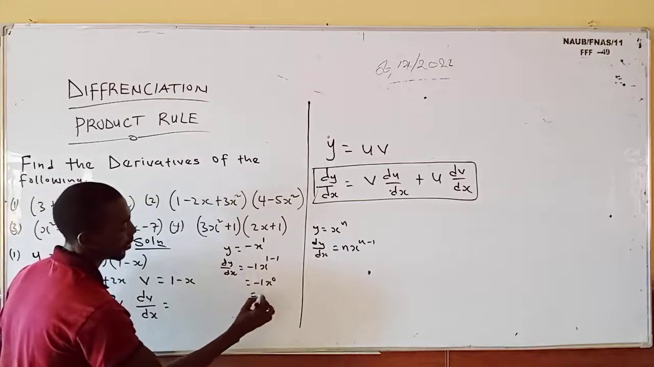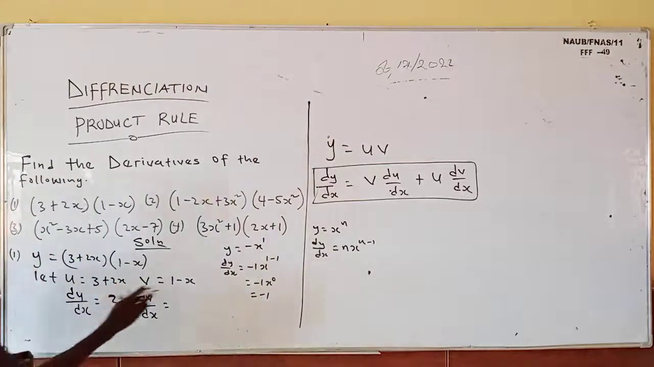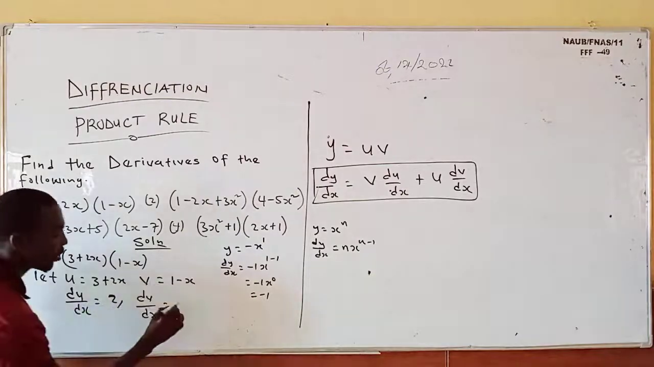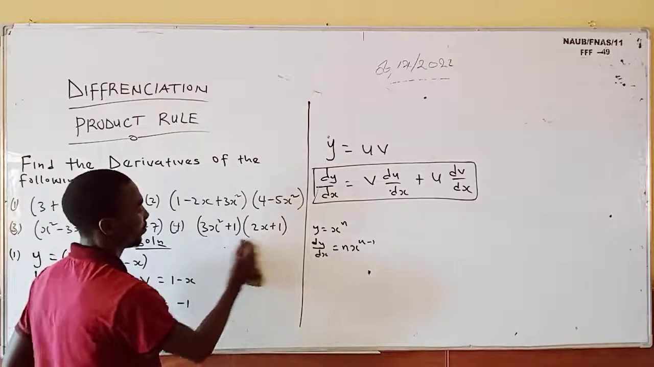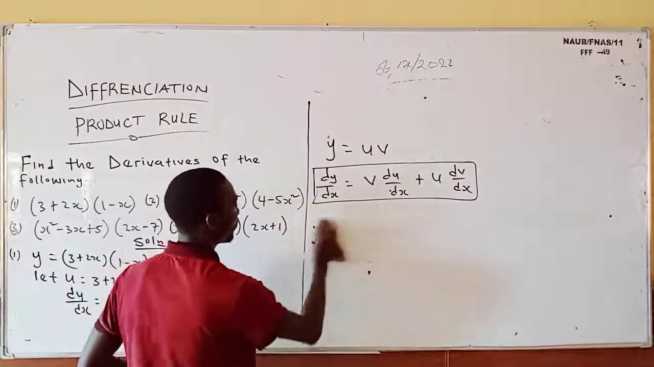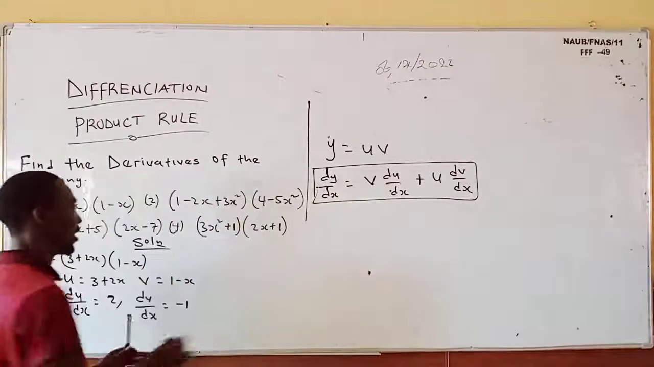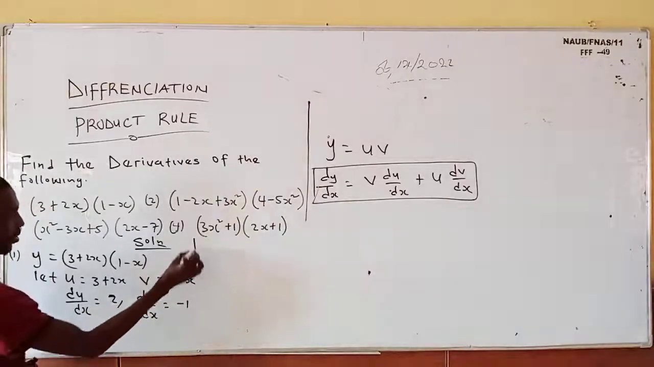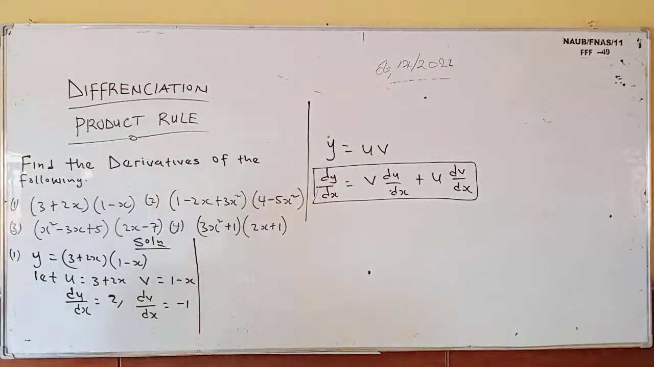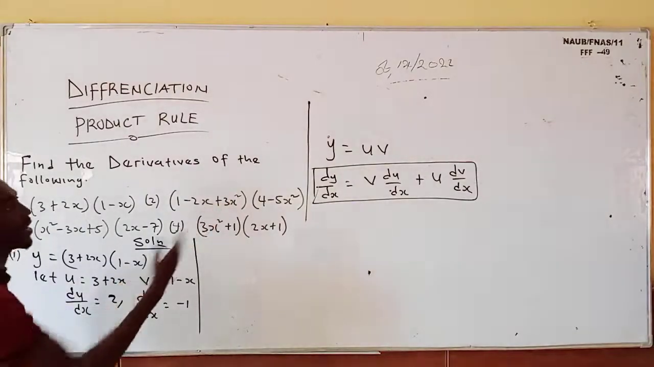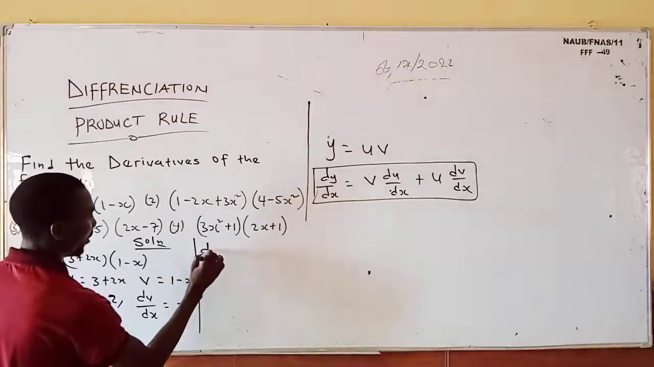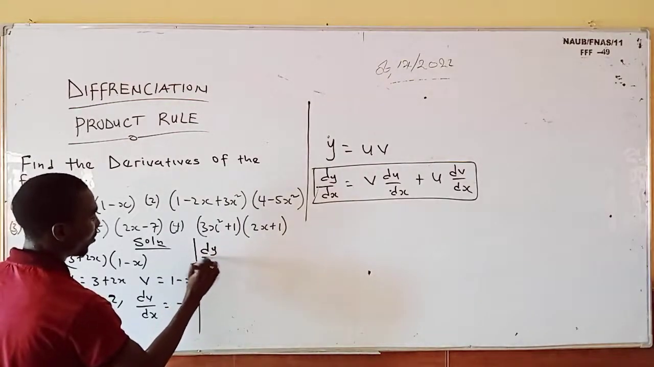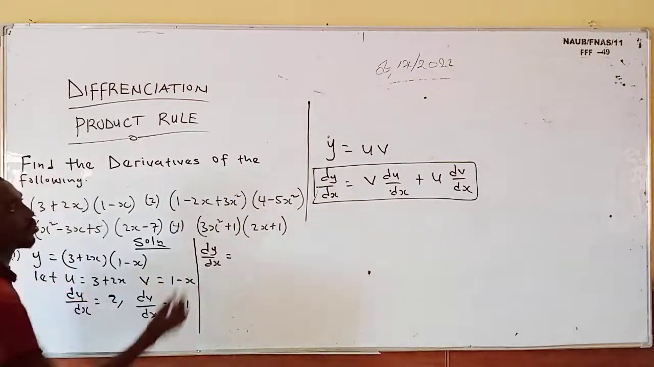1 times minus 1 is what? Minus 1. So if you differentiate this, you are going to have minus 1. Now that we have our u, our v, our du ds and our dv ds, we can now apply the product rule. Then we get our derivative, dy over ds, which is equal to what?